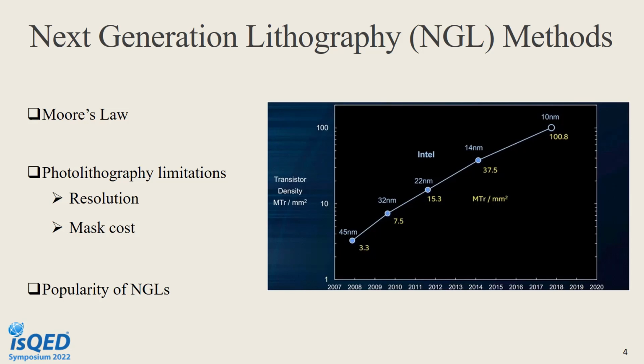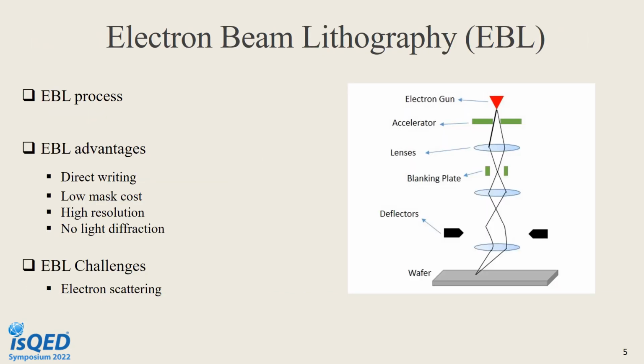So we need some new methods to replace this traditional method to have a better resolution for the new technology nodes. These methods are called NGLs, and they are used in industry nowadays to get a better resolution and also save more money and energy in the semiconductor industry.